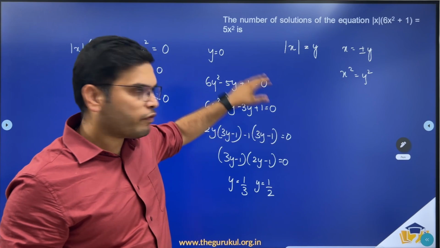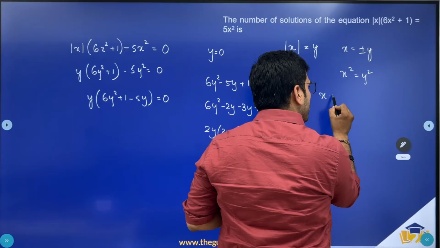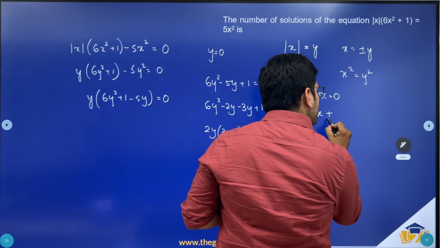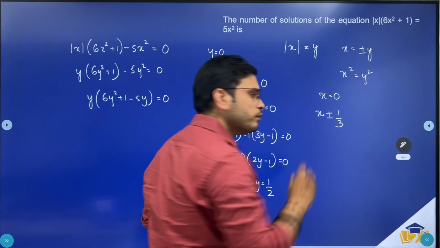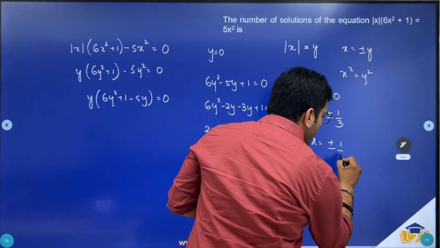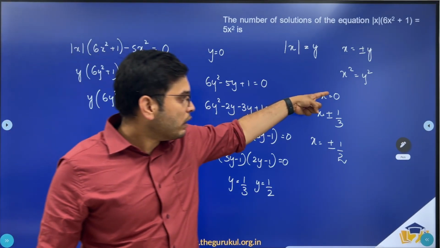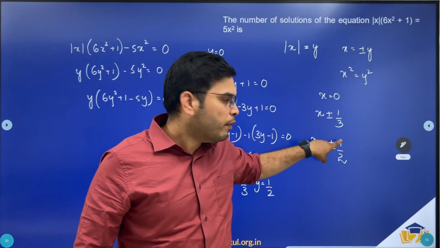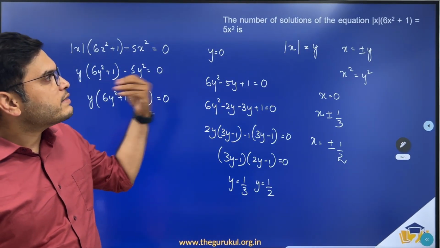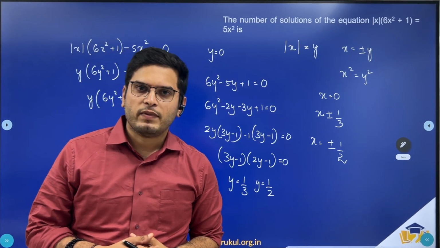So if we have three values for y, now what is the value of x? Plus or minus y. Now when y is equal to 0, x will be 0. When y is equal to 1 by 3, x will be plus or minus 1 by 3. And when y is equal to 1 by 2, x will be plus or minus 1 by 2. So how many values do we have for x? So 1, 2 here, 3 plus 2, 5. So in total you have 5 values for x that satisfy this equation, mod x into 6x square plus 1 is equal to 5x square.